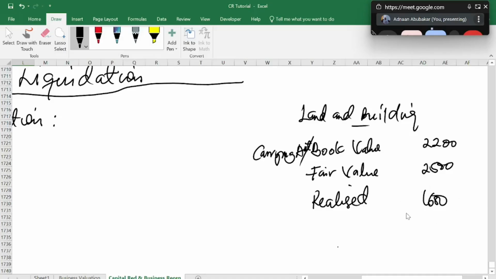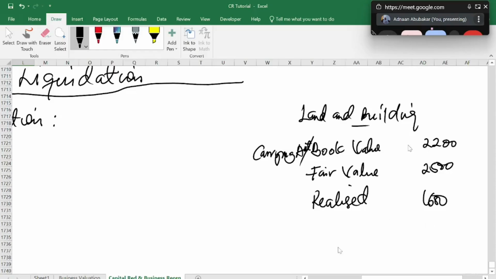As to realize, it's 1,600. Though it is fair valued compared to others, taking consideration of all manner of factors in the market, the value of the asset is 2,500. But it can be sold at 1,600. Do you understand? Yes, sir.